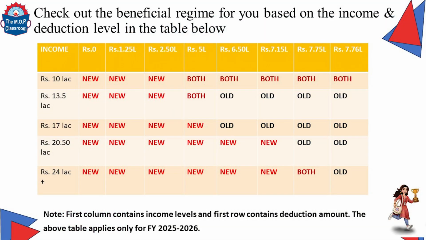Here I am going to give you the beneficial regime, based on what will be the better option, whether it's the old regime or the new regime. This particular column is going to be your income level and the first row is going to be the deduction that's available for you. It can be deduction in terms of the old regime or new regime based on the investment, insurance policy, and medical claims that you have taken up.